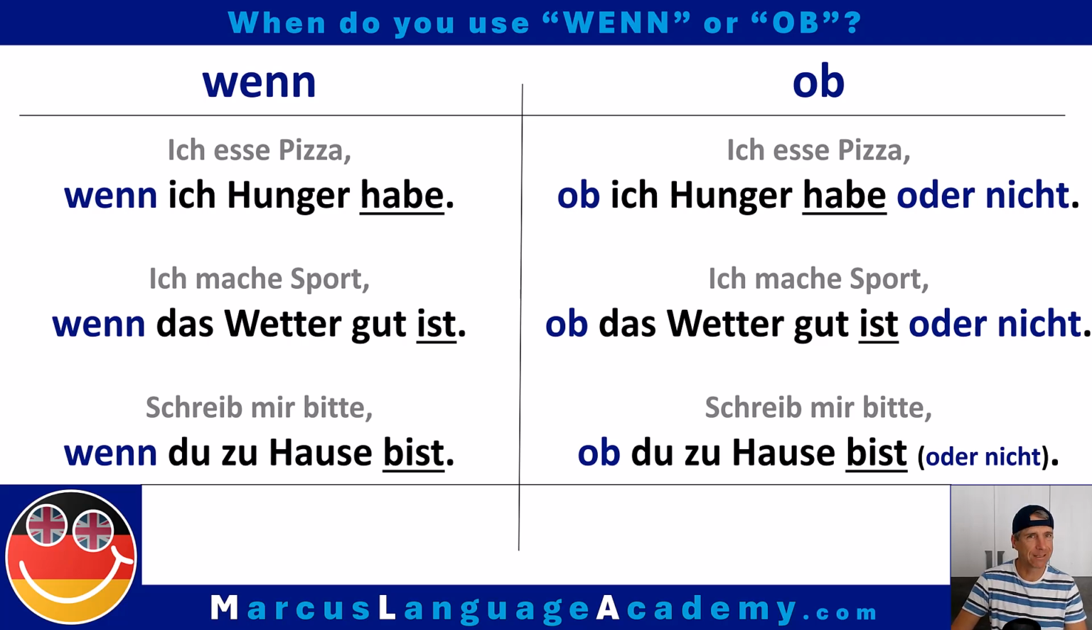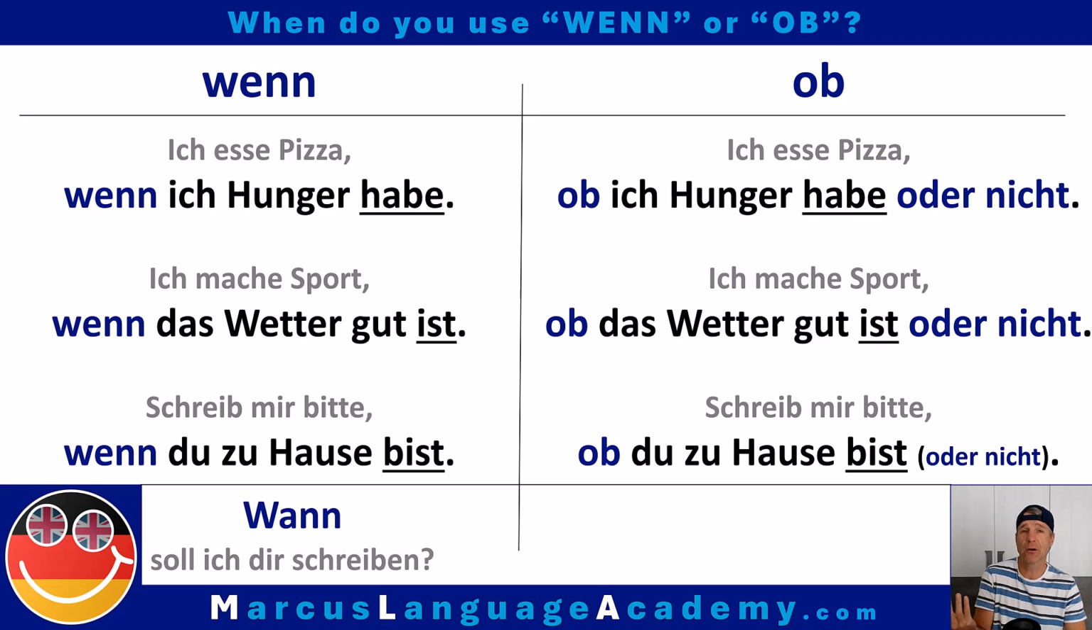And again, here it's tricky, but we could ask, wann soll ich dir schreiben? When should I write you? Wenn du zu Hause bist, oder wenn ich zu Hause bin. So I should write you when I'm home. The question doesn't work for ob. I cannot ask wann soll ich dir schreiben, it's just a question of whether you are home or not.